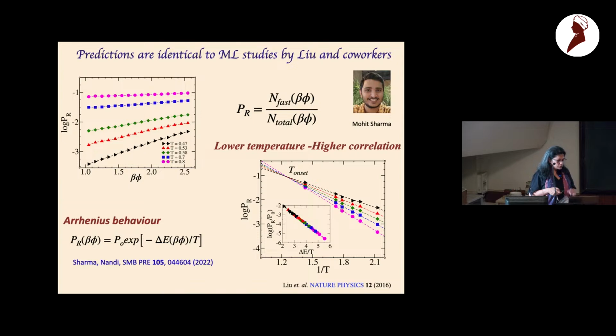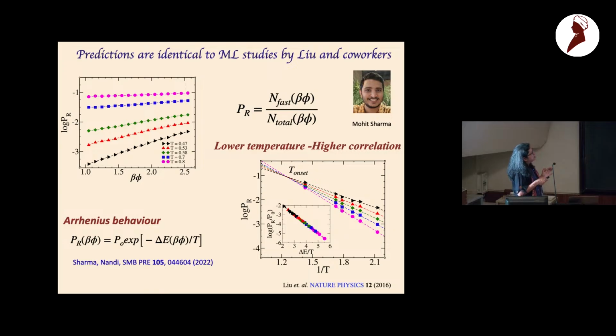Now, what we also could show is that this order parameter could reproduce everything which the machine learning studies of Liu and co-workers had shown. And here is a reference, and one of them, and there are many. So here what we do is we plot the ratio of the fast particles to the total number of particles. This is how we describe which particles we call fast.